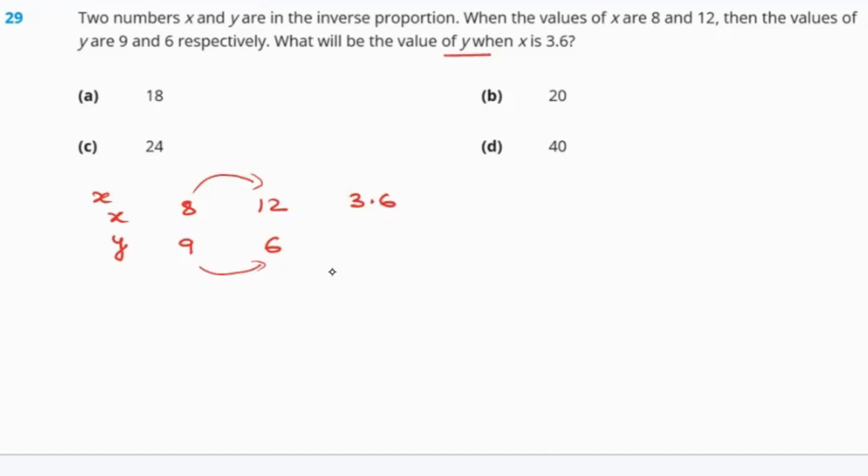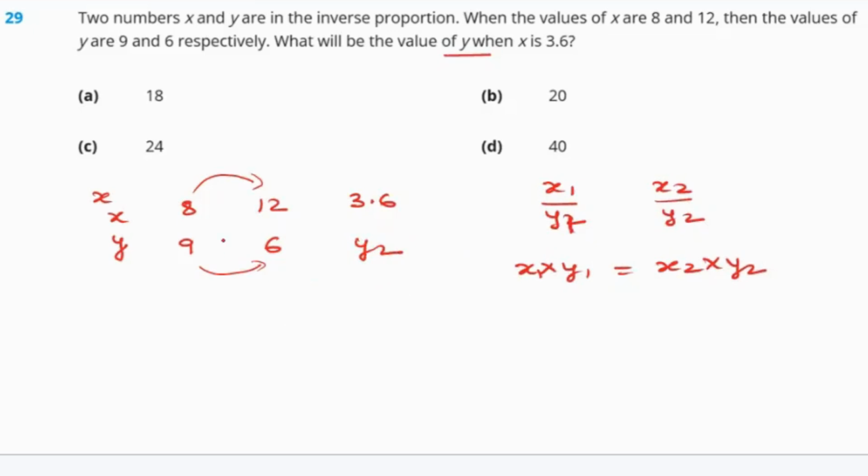Whenever inverse proportion is there, the relation is like x1 and y1, and x2 and y2. In inverse proportion, it is x1 times y1 is equal to x2 times y2. Okay, this is the whole thing. Now we need to find the value of y2 only.